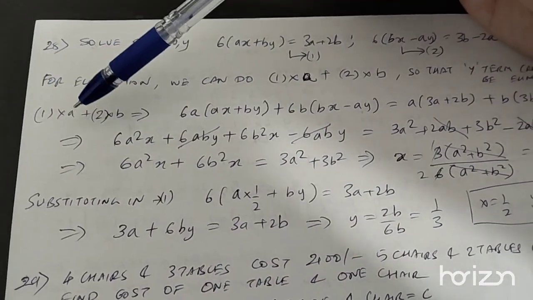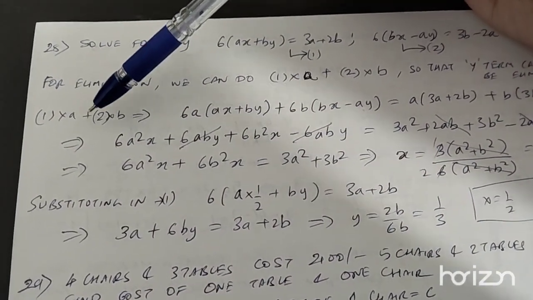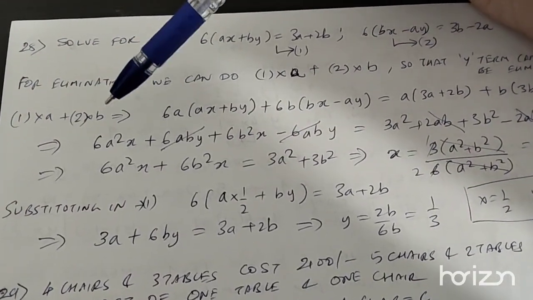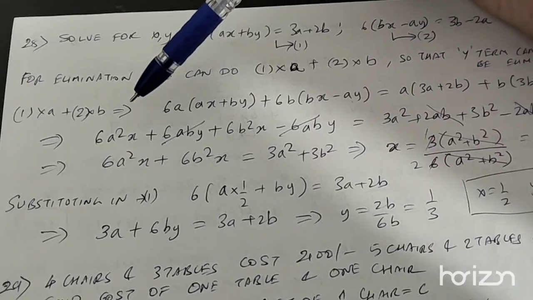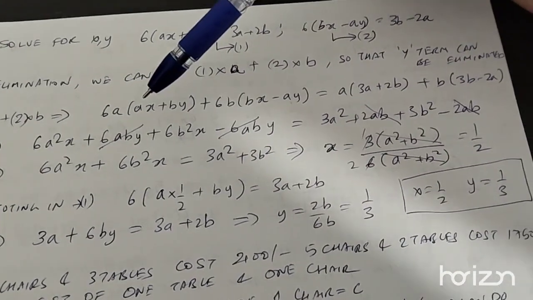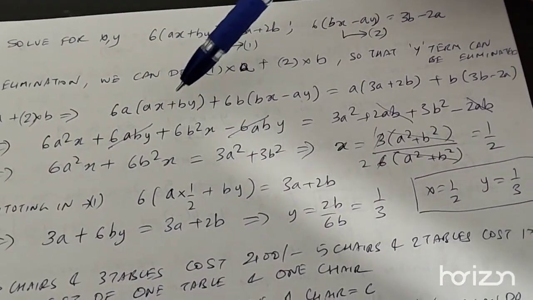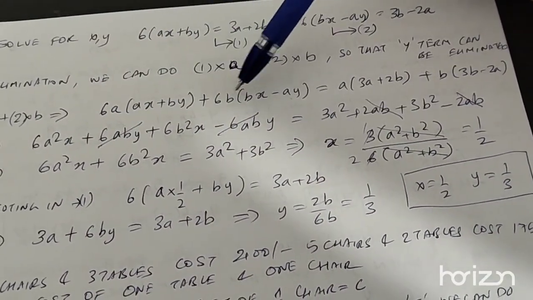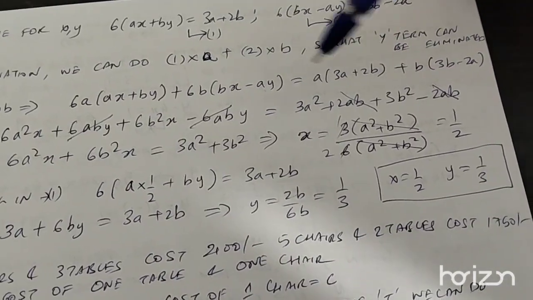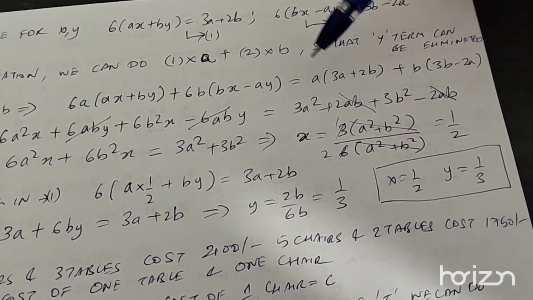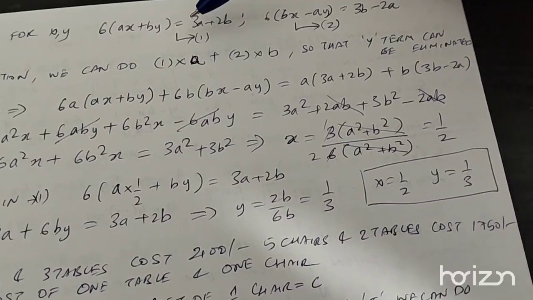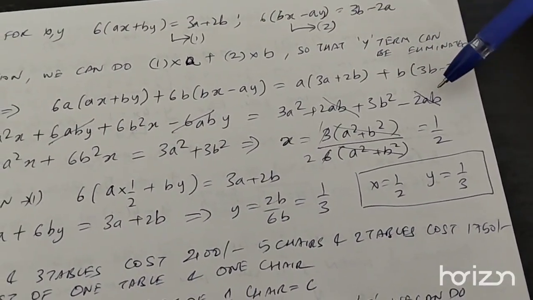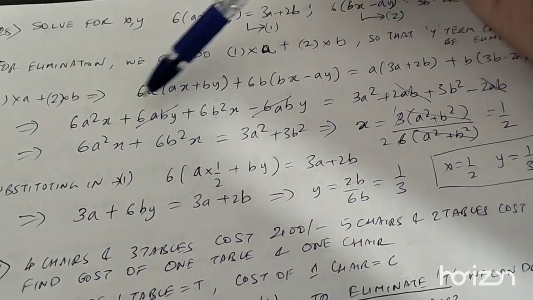So first equation multiplied by a, plus second equation times b. When we say multiply, you have to multiply both RHS and LHS. So 6a(ax + by) + 6b(bx - ay) is equal to, RHS also multiplied, a(3a + 2b) + b(3b - 2a). Now slowly simplify it.